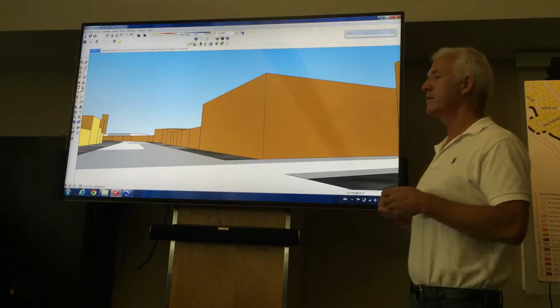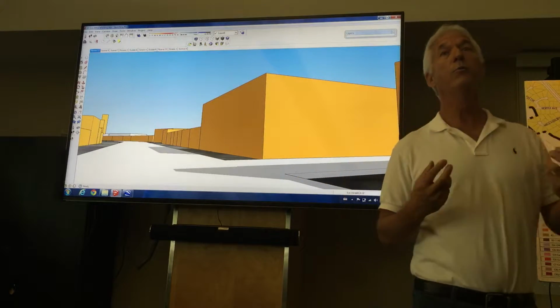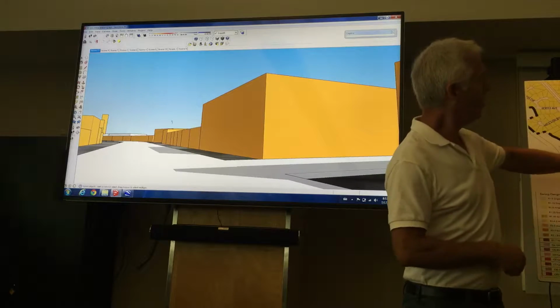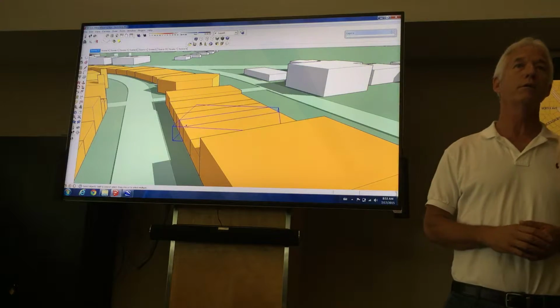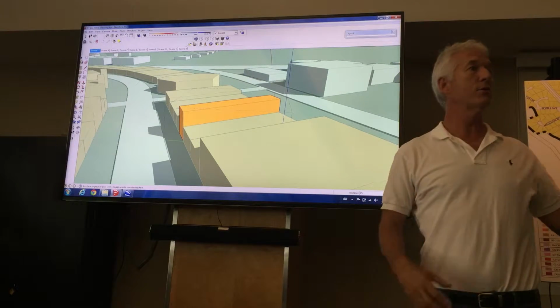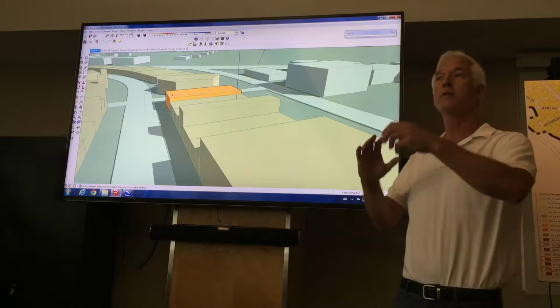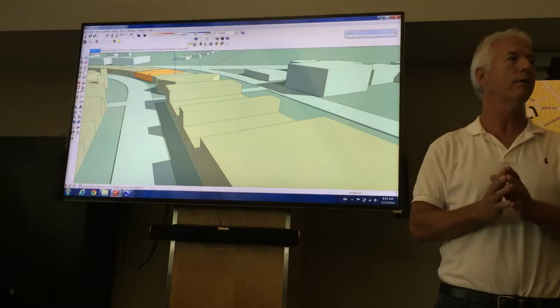So in context of understanding what this means, with not too much effort, we can say, you know, this whole area right here is zoned for 3 stories and it's zoned for 45 feet. So why don't we go to that section of town and make all the buildings 3 stories tall, even though almost all of them are 2 stories tall right now.